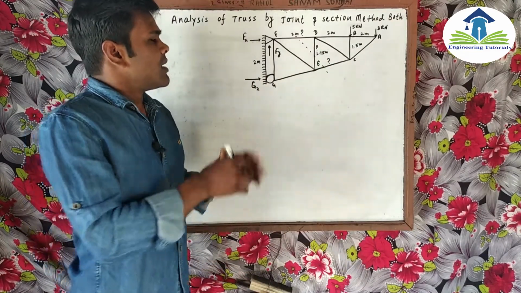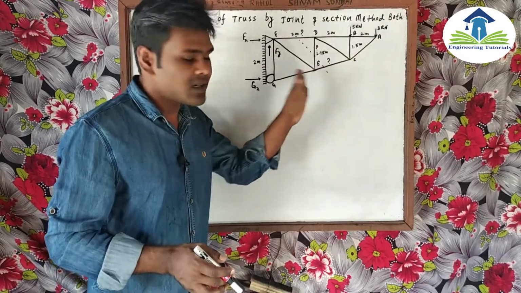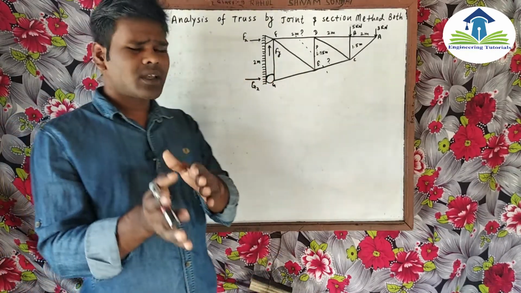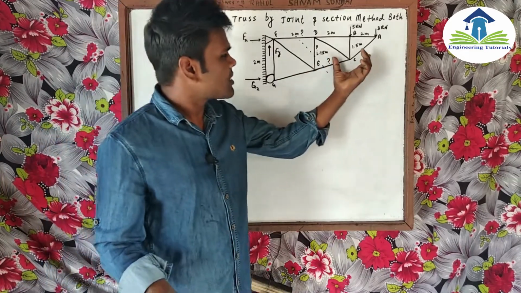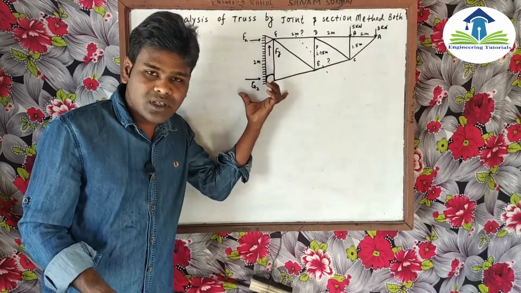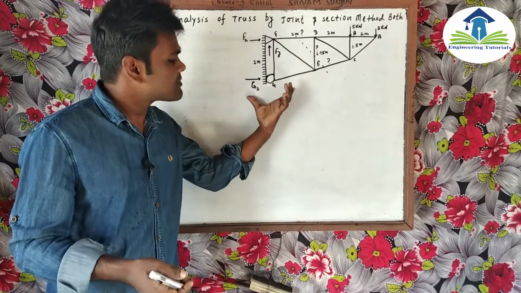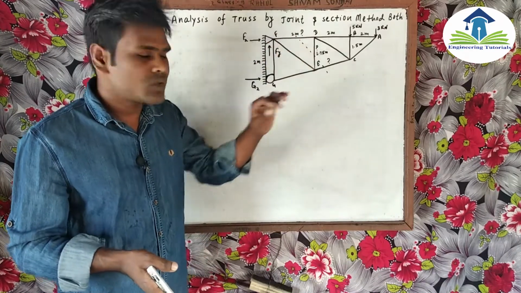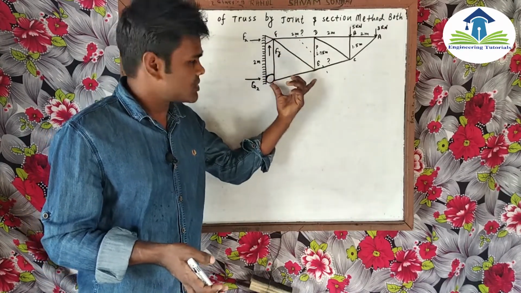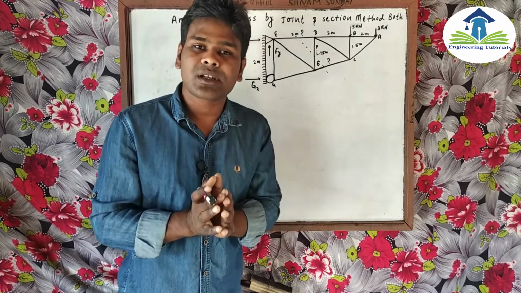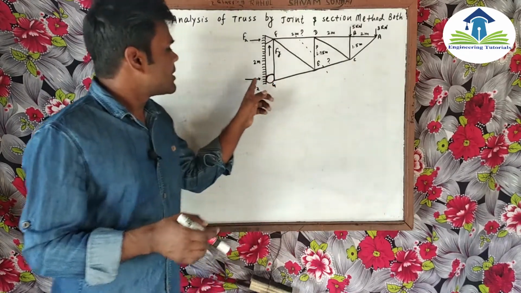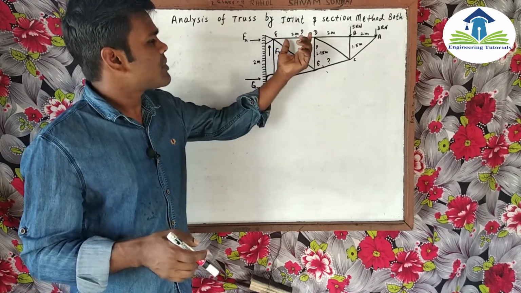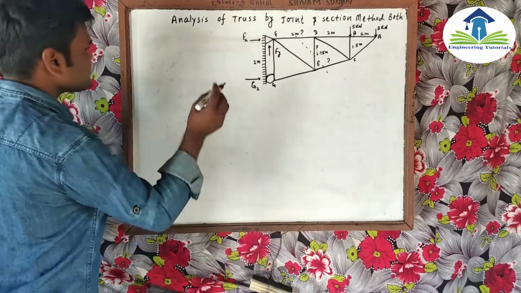Now this figure is divided into two parts, the left side portion and the right side portion. You can analyze either the right side or the left side, but I am going to analyze the left side portion because I am also going to analyze this question by the joint method. So I prefer the left portion. First of all, we have to determine all three unknown reactions. So let's find the reactions.